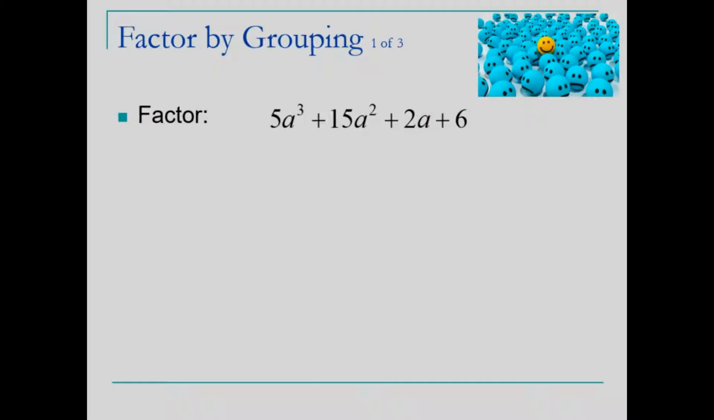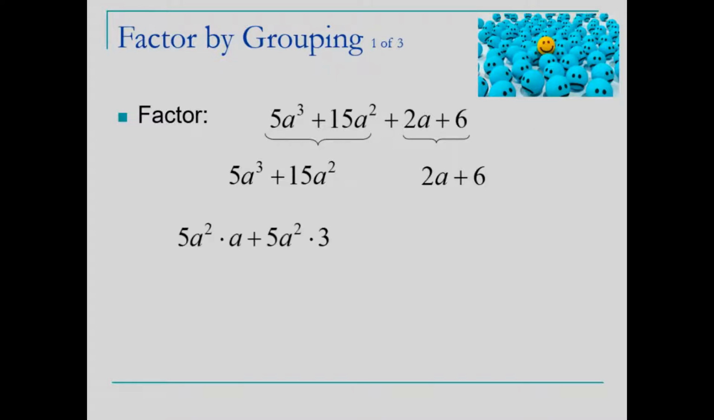Some polynomials with 4 terms have a common binomial factor. In order to identify that factor, we regroup into 2 groups of 2 terms each. Taking this 4-term polynomial, we'll group the first 2 terms and the last 2 terms together. Looking at the first 2, we'll factor this binomial, recognizing we have a greatest common factor of 5 in the numbers and a to the second with the variables, and writing it in that factored form.